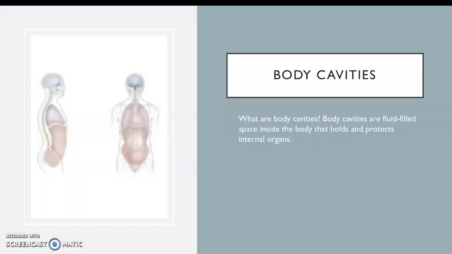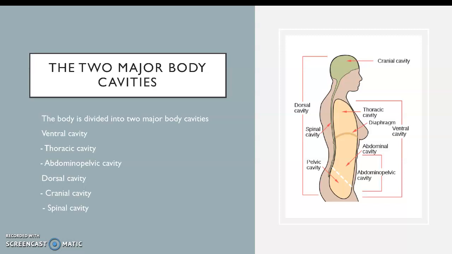What are body cavities? Body cavities are fluid-filled spaces inside the body that hold and protect internal organs. The body is divided into two major body cavities, the ventral cavity and the dorsal cavity. The ventral cavity is subdivided into the thoracic cavity and the abdominopelvic cavity, and the dorsal cavity is subdivided into the cranial cavity and the spinal cavity.